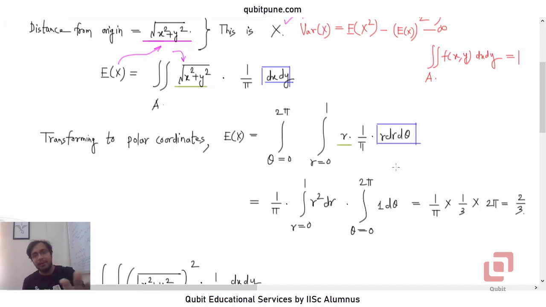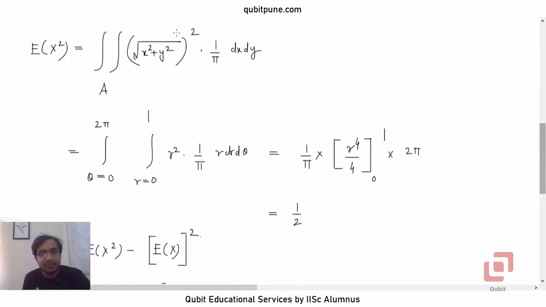So if we evaluate this now, 1 upon pi outside, r into r squared, and then theta, for theta the integrand is 1. So 1 upon pi times 1 upon 3 times 2 pi, so that is 2 by 3. Pi will get cancelled, so that's 2 by 3. That's the expected value. Now we can find the expected value of x squared. So in this case, where you had root of x squared plus y squared, now its square will come.